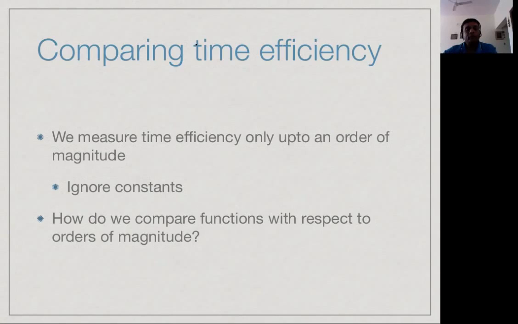So we have said that we will measure the time efficiency of algorithms only up to an order of magnitude. So we will express the running time as a function t of n of the input size n, but we will ignore constants. So we will only say that t of n is proportional to n square or n log n or 2 to the n or something. So now the next step is to have an effective way of comparing these running times across algorithms. If I know the order of magnitude of one algorithm and the order of magnitude of another algorithm, how do I compare them?